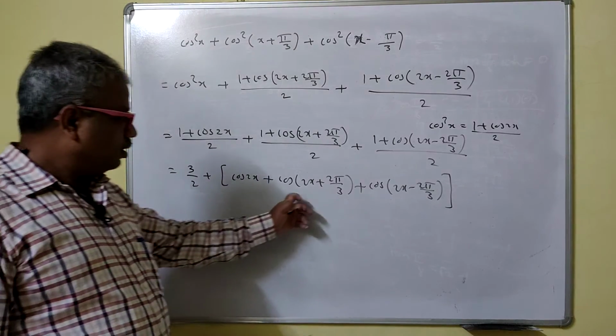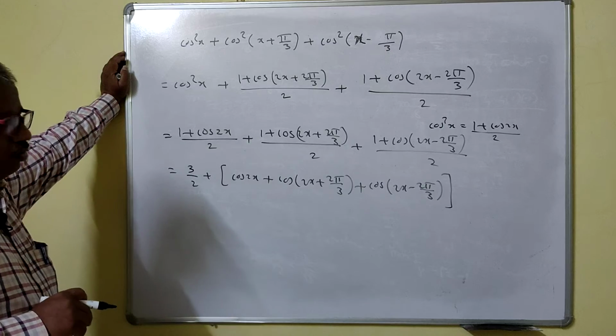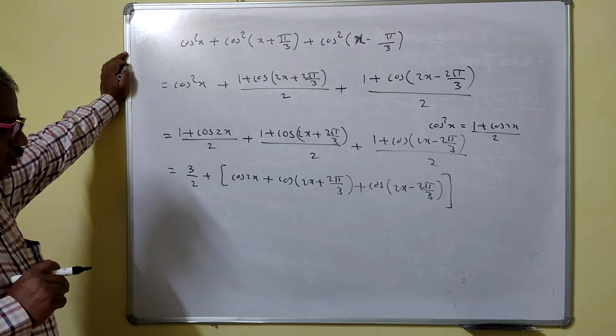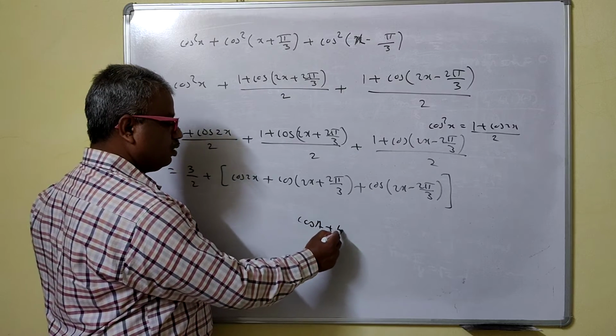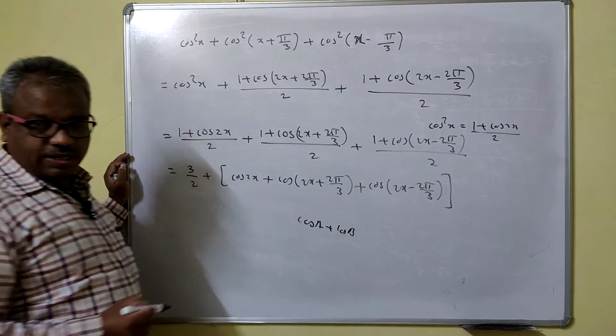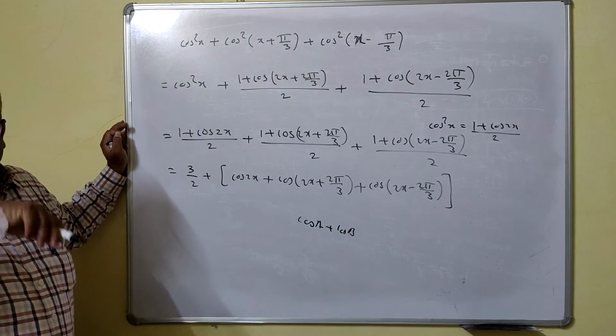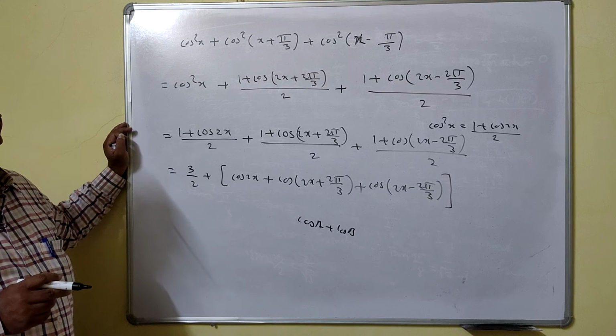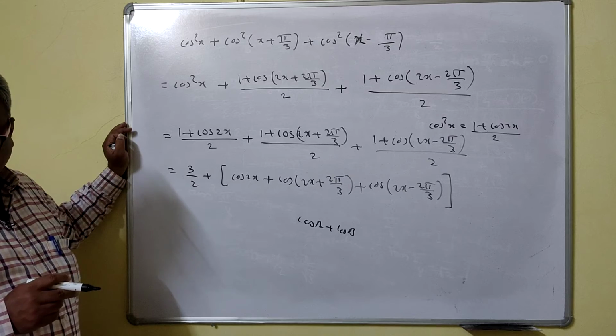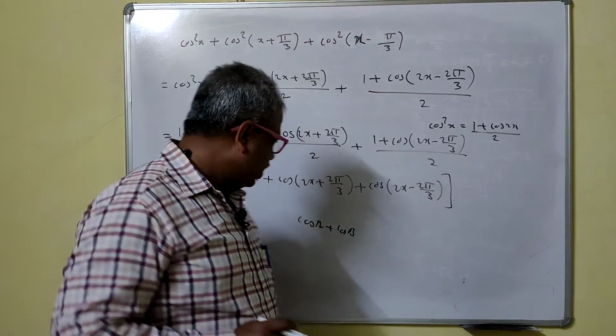How can I write this? Actually, the formula is not known to us now. Here we need the formula for cos A plus cos B, right? Right now this formula is not known to us. So what we have to do here is expand this. We'll expand this now.